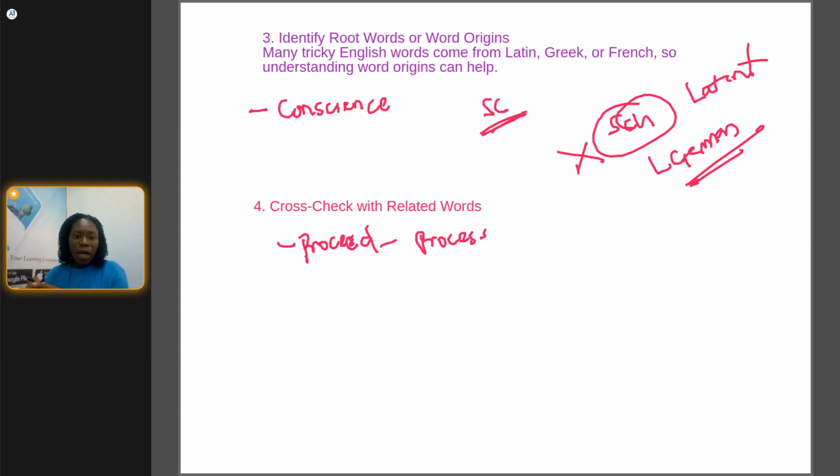If you're able to get what that word spells like, then you may be able to determine what this word is. So you talk about proceed and you talk about process. All right, you already know that. Okay, you are dealing with PROCE, then you need to just look for the remaining part of the spelling. So that's what it means by cross-checking with related words.